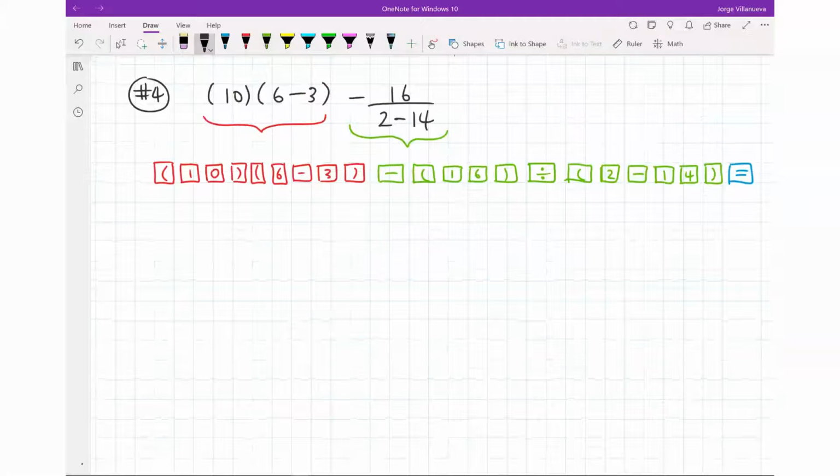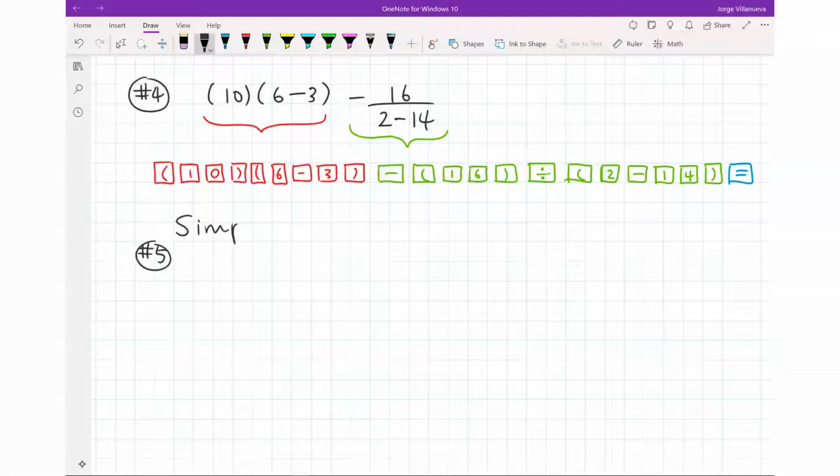So, all right, number 5. Now, for things like number 5, they're going to want us to just simplify, okay?